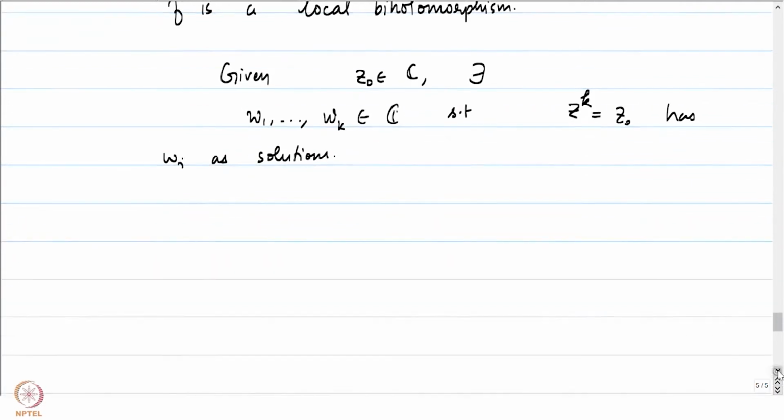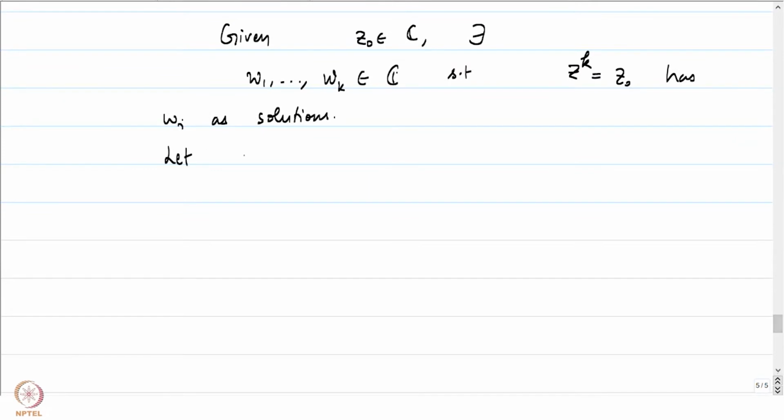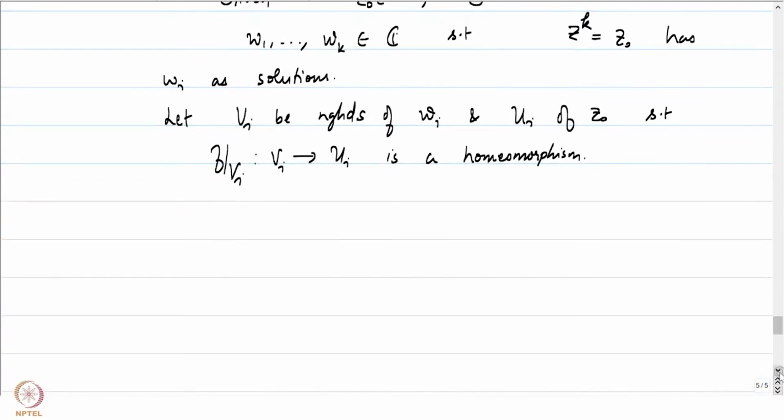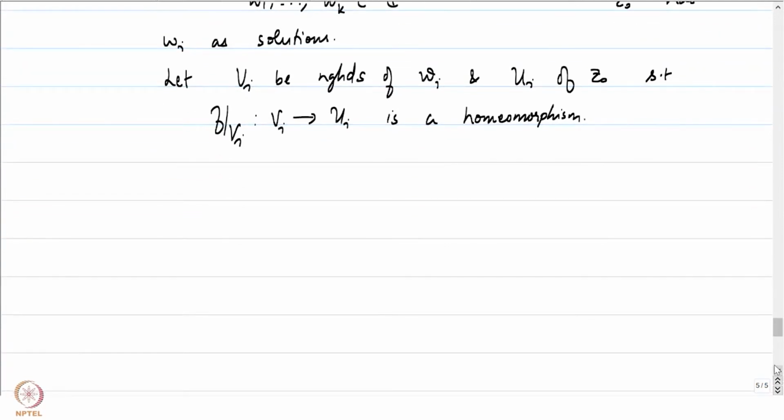And let Ui and Vi be obtained. Let me write it this way: Vi be neighborhoods of wi and Ui of z0. Remember that wi to the power k is equal to z0. So we have Ui's are all neighborhoods of z0 such that f restricted to Vi, from Vi to Ui, is a homeomorphism. In fact, we know that it is a holomorphic map which has a holomorphic inverse. So it's far stronger than a homeomorphism in our case. But anyway, to establish that this is a covering map, this is enough.